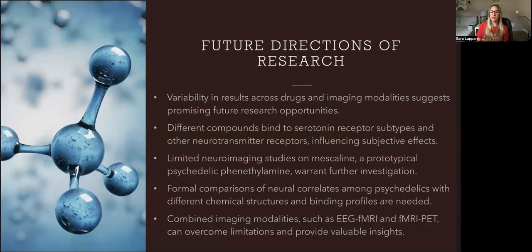So that is one of the psychedelics that is just not studied as much. If you remember that from last week, in terms of the percentages of studies that are using different psychedelics. Formal comparisons of neural correlates among psychedelics with different chemical structures and binding profiles are needed. Like I said, we're learning quite a bit about serotonin, quite a bit about dopamine by virtue of studying psilocybin and MDMA.